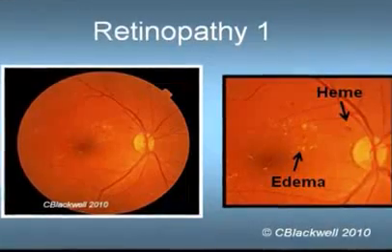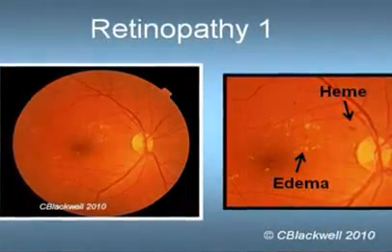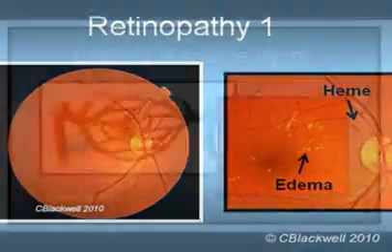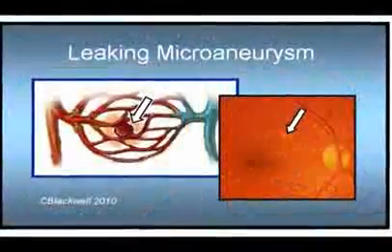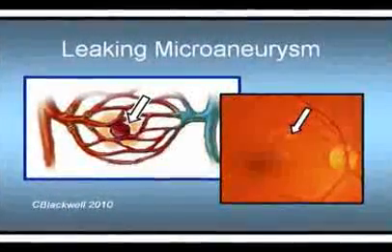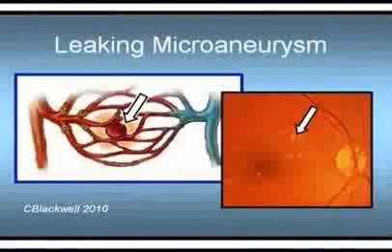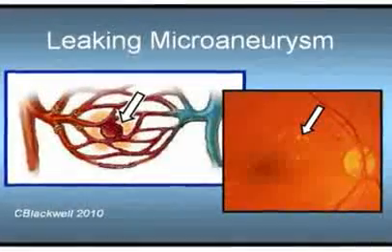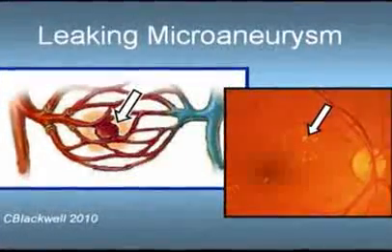Escape of red cells is clearly visible as retinal hemorrhage. In this photo, the hemorrhages are still quite small. Here is one more slide to show the connection between what you know is going on and what you see. The arrows are pointing to a leaking microaneurysm with surrounding edema, or exudate.